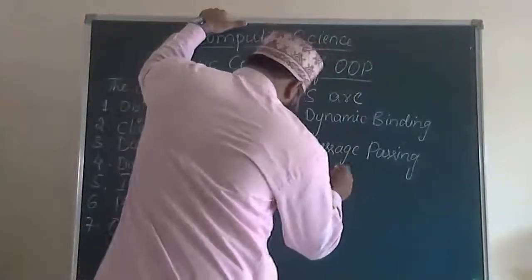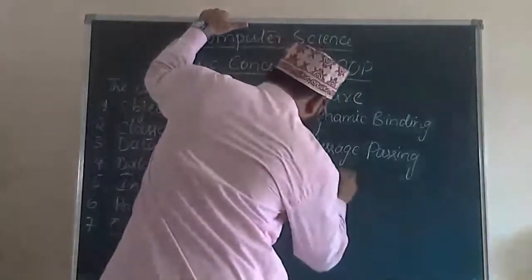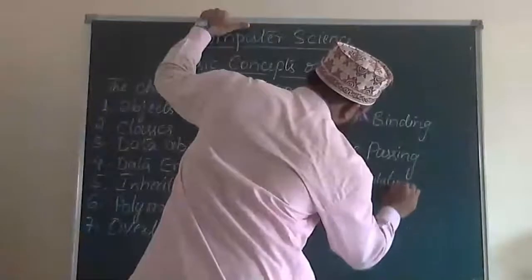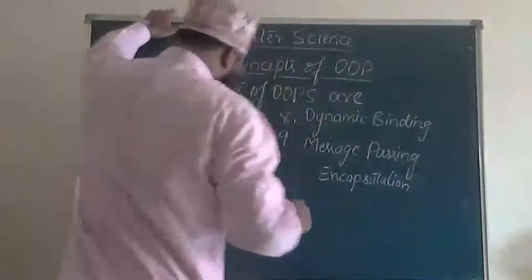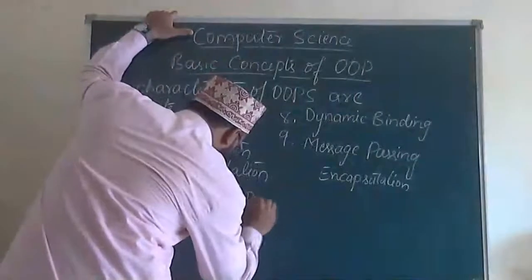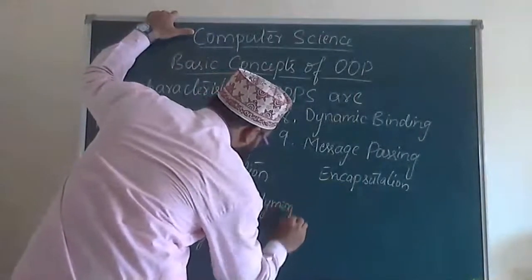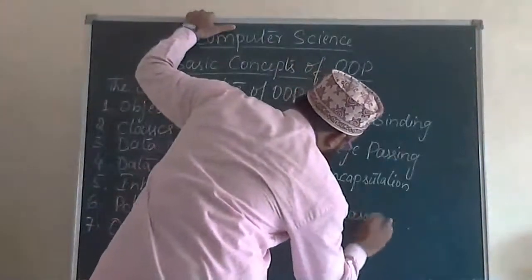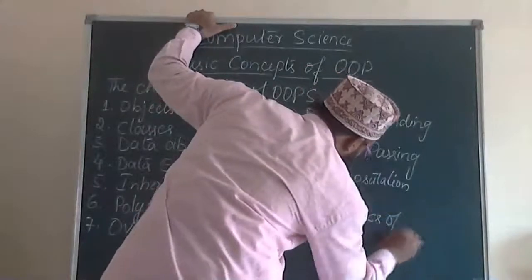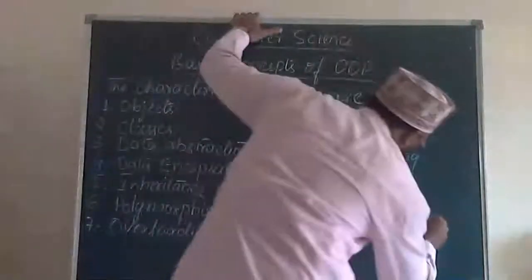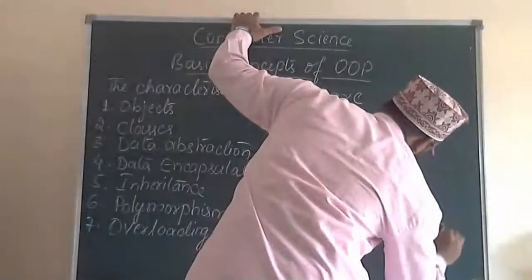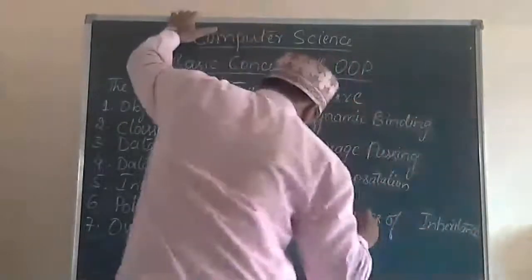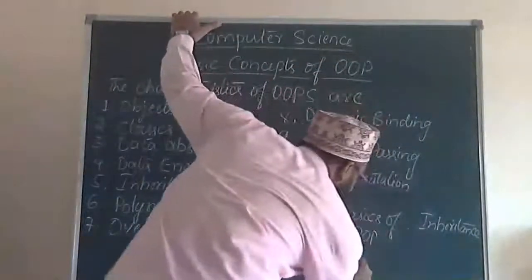The first thing is encapsulation. Then polymorphism. Then basics of OOP. Then inheritance. Then finally abstraction.